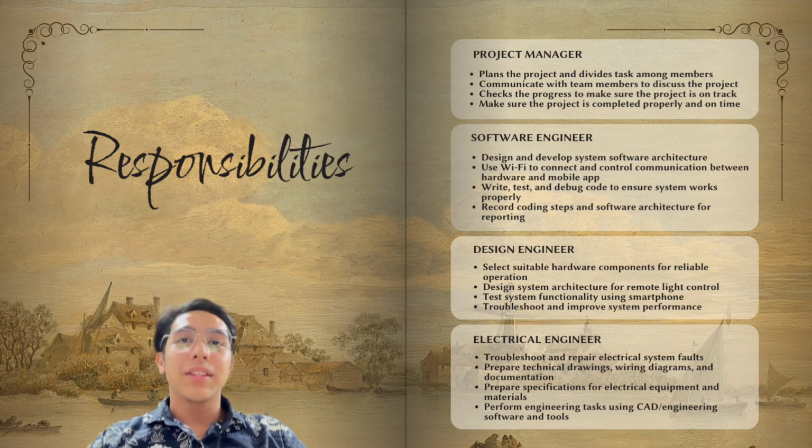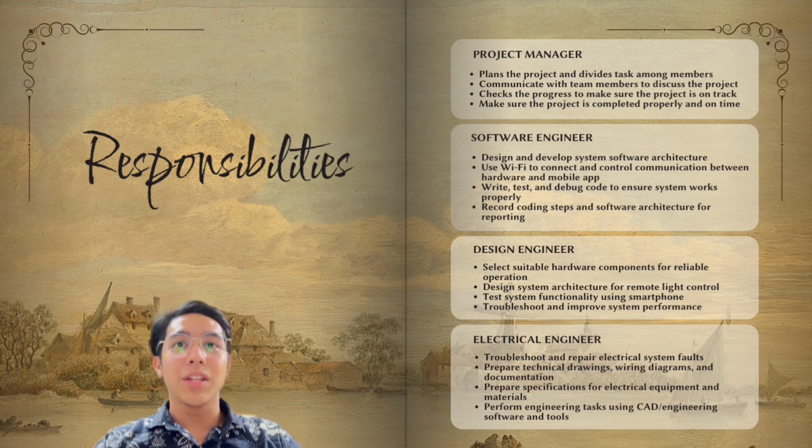Next is software engineer. Software engineer need to design and develop system software architecture. They also need to use Wi-Fi to connect and control communication between hardware and mobile app. Software engineer also need to write, test and debug code to ensure system works properly. And last, to record coding steps and software architecture for reporting.